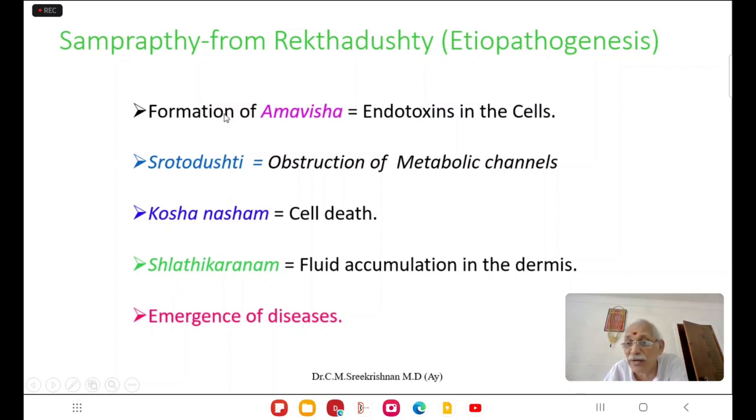Here, due to this endotoxin, there is obstruction of metabolic channels, Srotodushti, cell death, then fluid accumulation in the dermis, that is called shlathi, and emergence of disease as signs and symptoms. So this is the Samprapti.